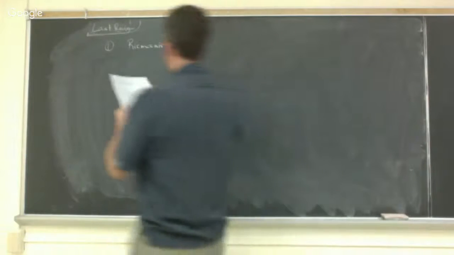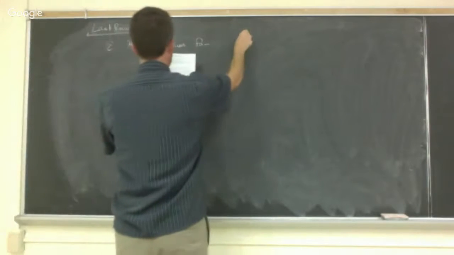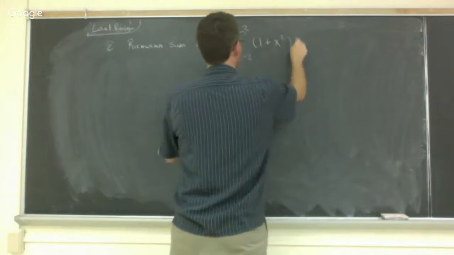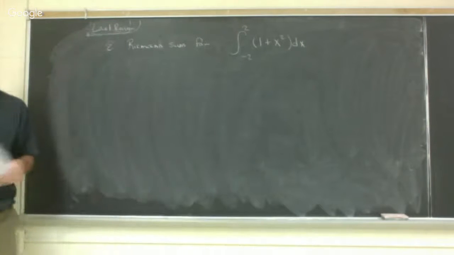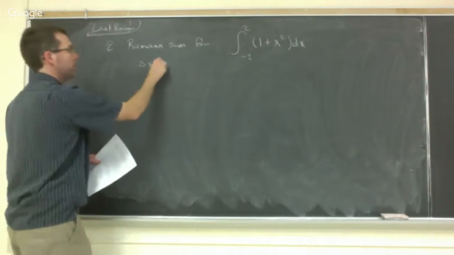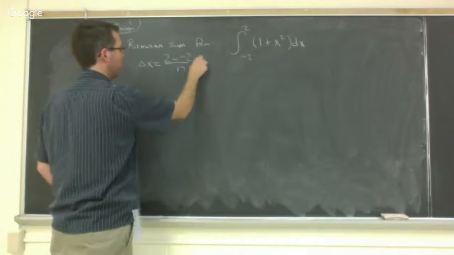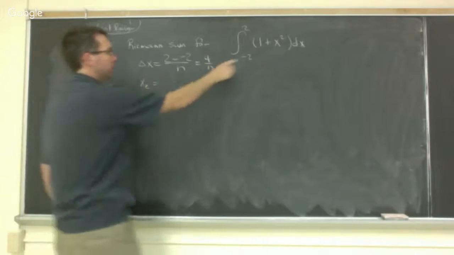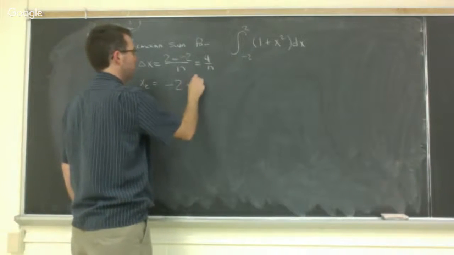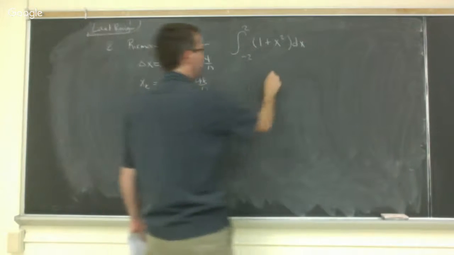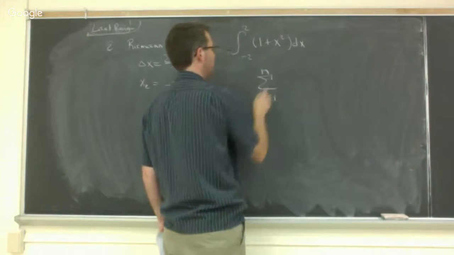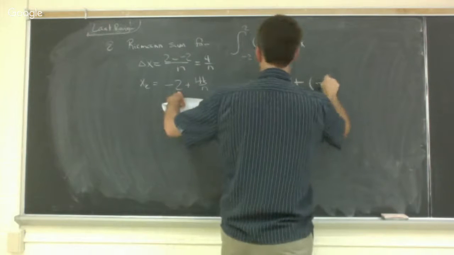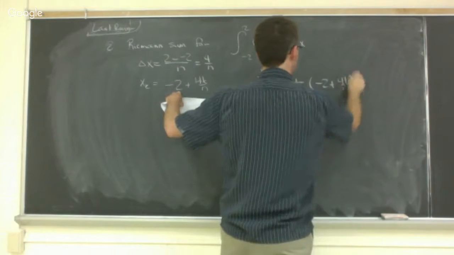Okay, so problem 2, we're looking at an integral from -2 to 2 of 1 plus x squared dx. The same basic idea: delta x is 2 minus -2 over n, that's 4 over n. It's the total width divided by n. Our xk is always the starting point, -2 plus 4k over n. And our Riemann sum is k starts at 1 and goes to n, of the formula 1 plus this squared, -2 plus 4k over n squared.